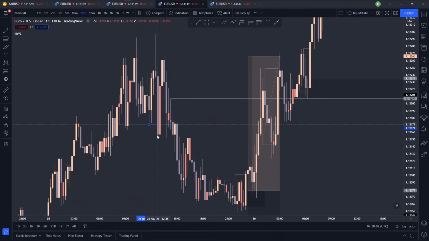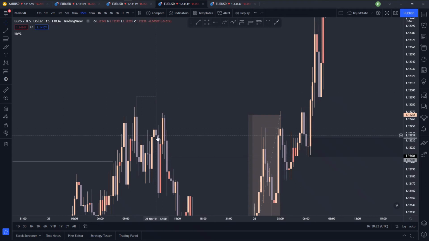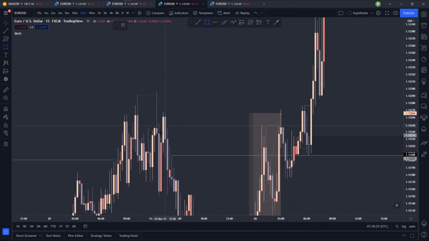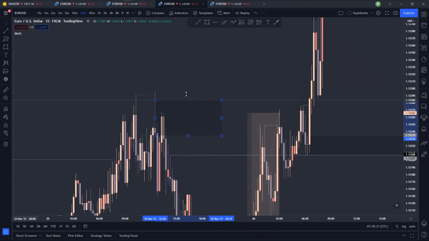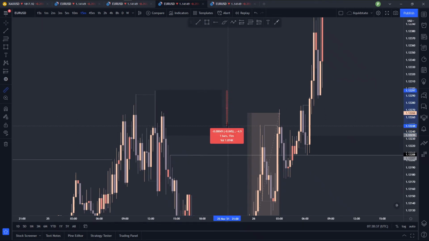Sorry, I'm being corny. See, this is the last low. You see, up, down, up, down, up, down. Then once the structure was broken, we know this is our POI. This right here is our POI. This candle here is our POI. Let's see if it works.